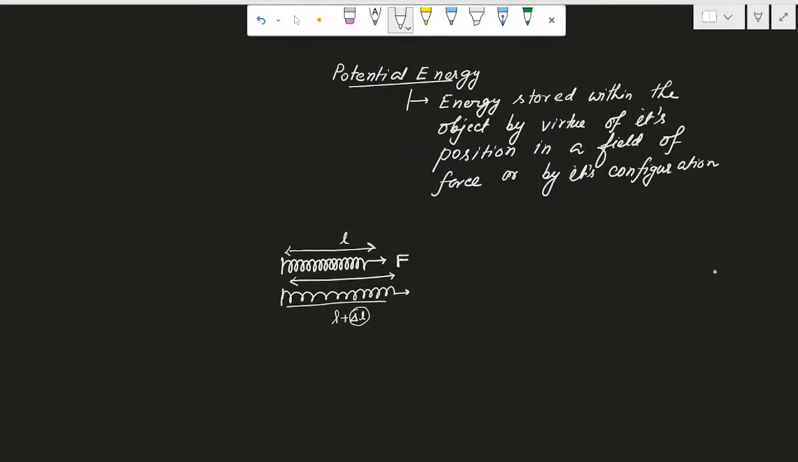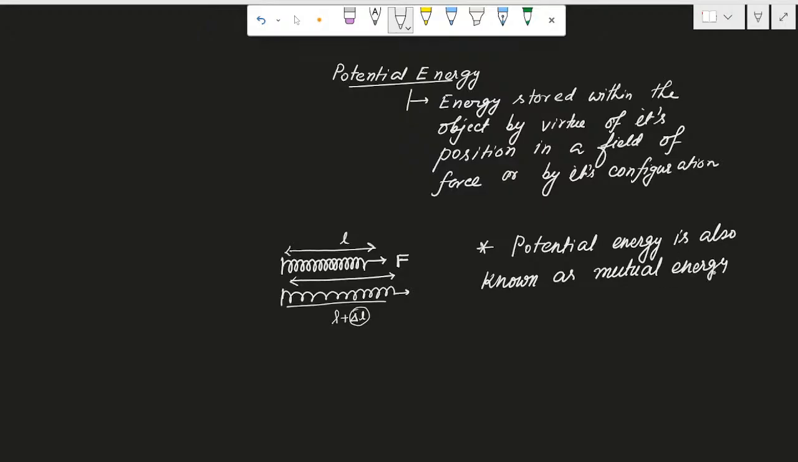Now see, there are certain terms that we understand about this potential energy. Potential energy is also known as mutual energy.